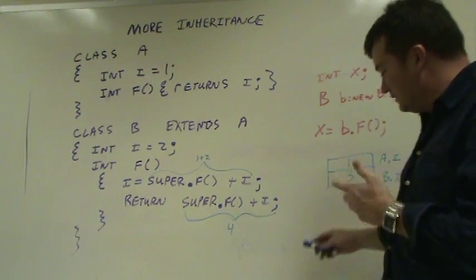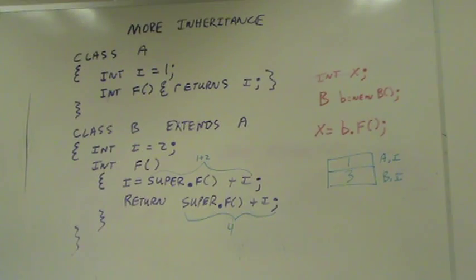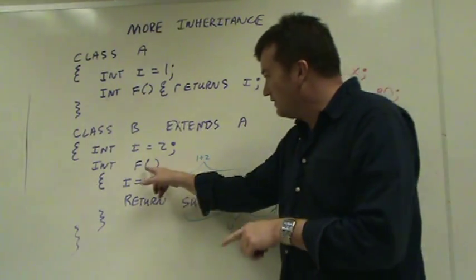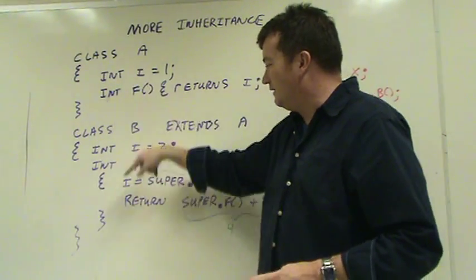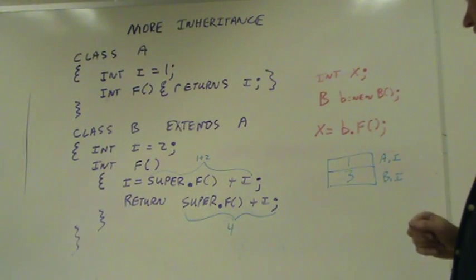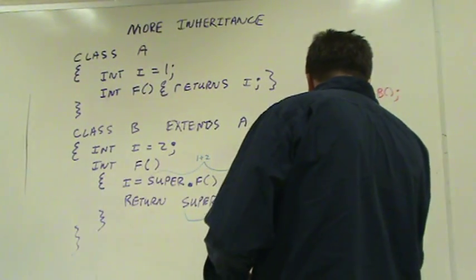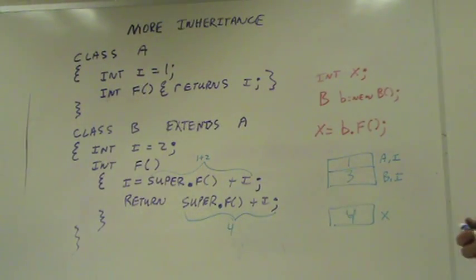It's one of those examples where you just run around and you've got to follow it. In other words, when you're referring to this function, do you mean the F here or the F here? When you're referring to I, do you mean the I in the superclass or the inherited class? So the value of X, which is a separate piece of storage, would end up being 4 at the end of this code.